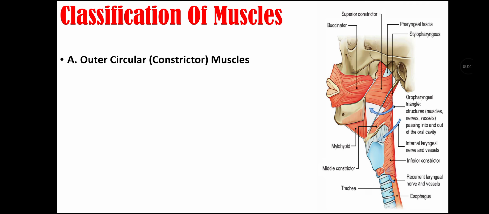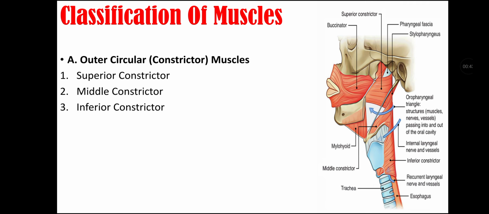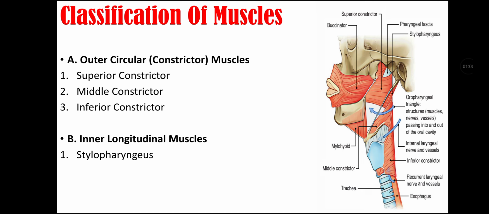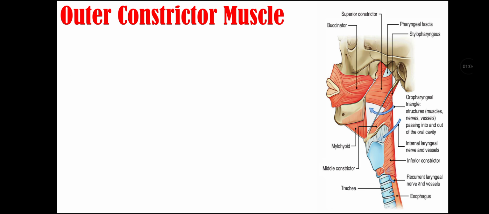Classification of muscles include outer circular muscles and inner longitudinal muscles. Outer circular muscles are also called constrictor muscles because they constrict the pharynx, and they include superior constrictor muscle, middle constrictor muscle, and inferior constrictor muscle. While inner longitudinal muscles include stylopharyngeus muscle, palatopharyngeus muscle, and salpingopharyngeus muscle.